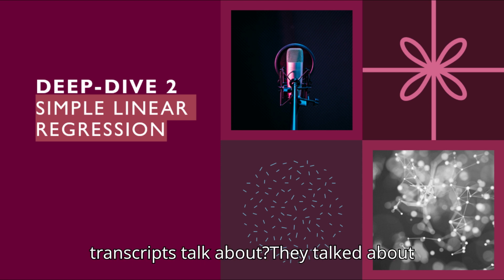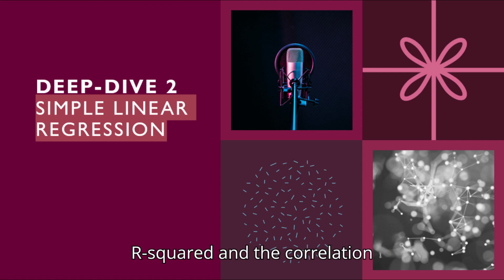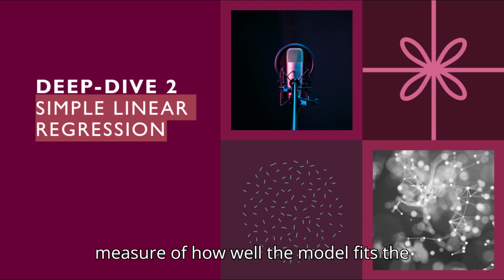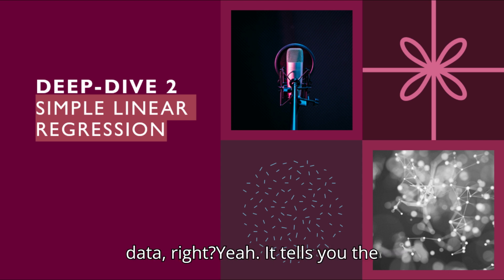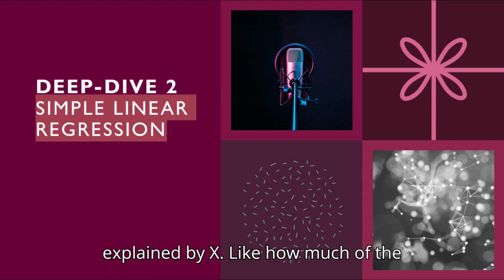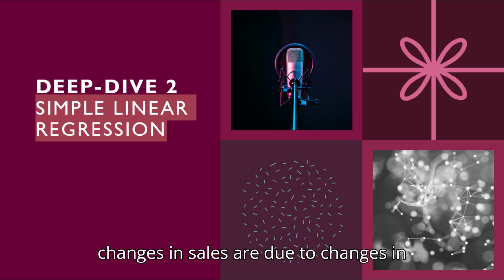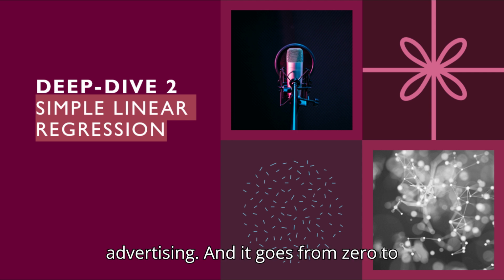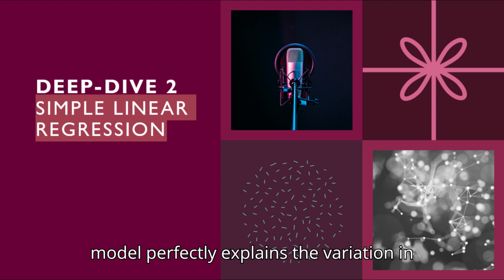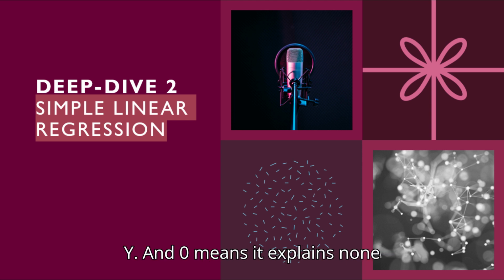Okay, what else did the transcripts talk about? They talked about R squared and the correlation coefficient. Okay, R squared. That's a measure of how well the model fits the data, right? Yeah, it tells you the proportion of the variation in Y that's explained by X, like how much of the changes in sales are due to changes in advertising. And it goes from 0 to 1. Right. 1 means the model perfectly explains the variation in Y, and 0 means it explains none of it.